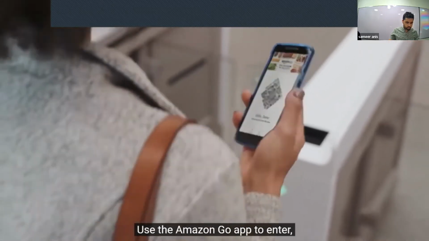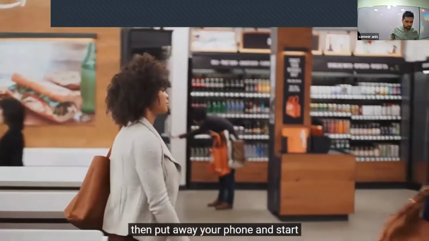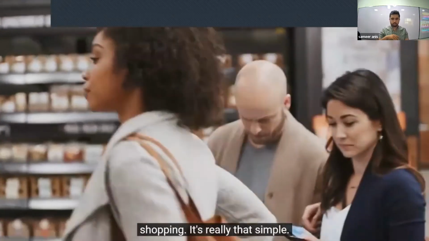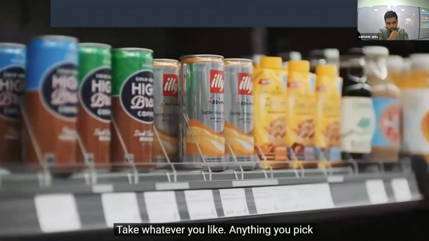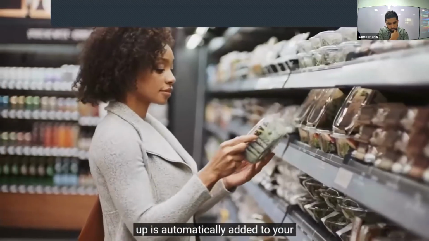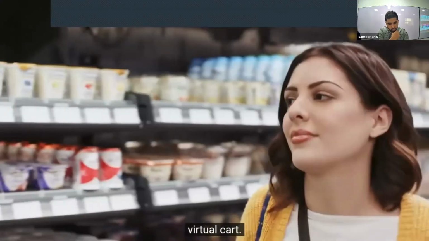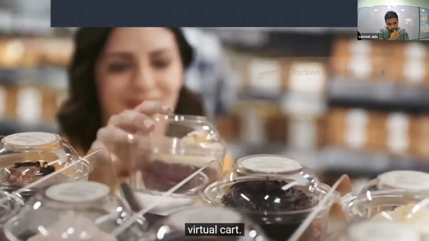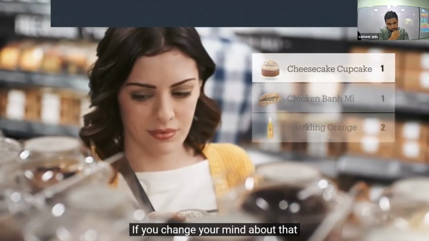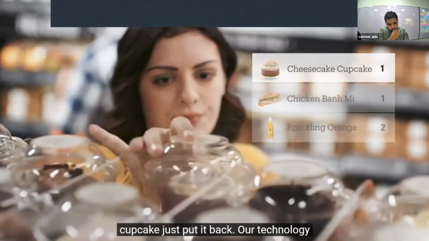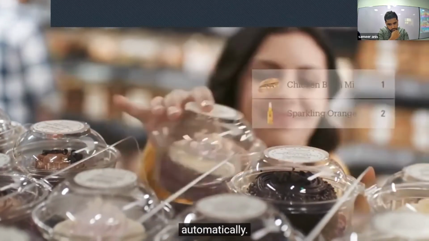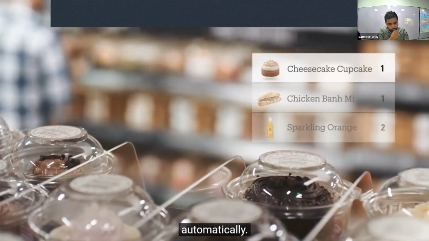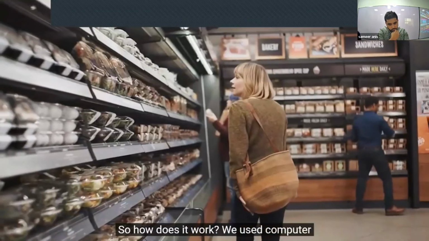Use the Amazon Go app to enter. Then put away your phone and start shopping. It's really that simple. Take whatever you like. Anything you pick up is automatically added to your virtual cart. If you change your mind about that cupcake, just put it back. Our technology will update your virtual cart automatically. So, how does it work?